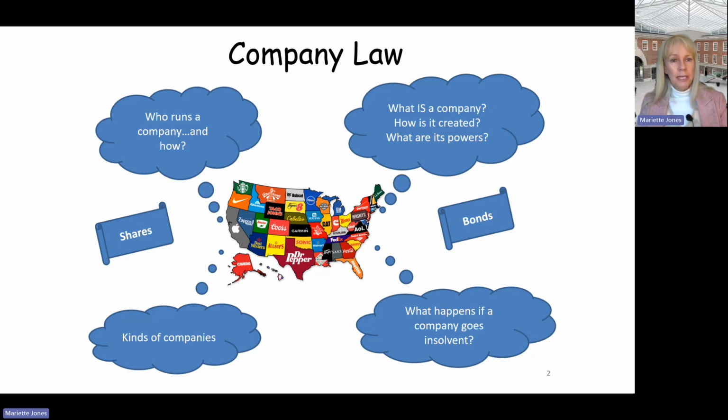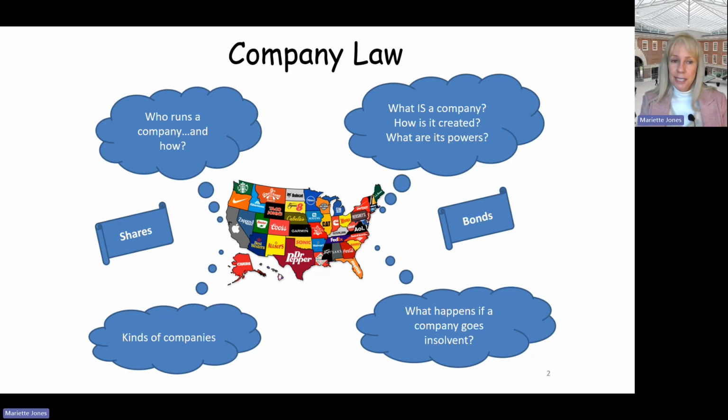Who owns the company? This brings us to shareholders and shares. So what is a share? What is a shareholder? What kind of rights and duties do you have as a shareholder? And then how does a share differ from a bond? This brings us to the difference between equity capital in a company and loan capital.